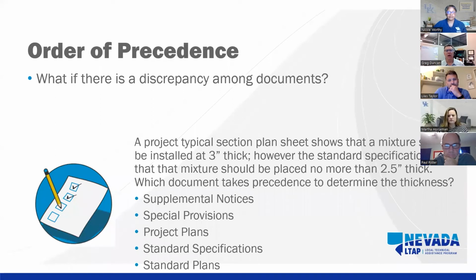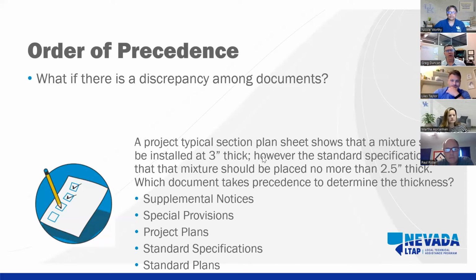So I'll give you a hint. The two documents that are in discrepancy are the standard specification and a project plan sheet. I'll give you a little bit of advice here. We've listed those options as the most important from top to bottom. So supplemental notices, those things that come out between the advertisement and the bid. Special provisions are developed for each project and are project specific. Project plans, again, are specifically developed for each project. The standard specifications are intended to cover a wide range of projects, and then standard plans come last. Those are also intended to cover a large number of situations.